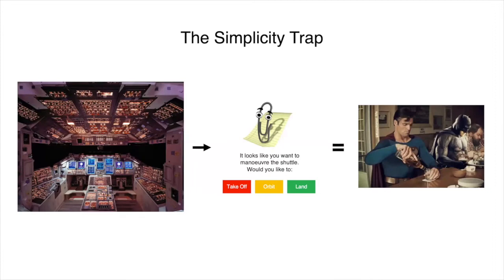Something else that hits after a while is what could be called the simplicity trap. So on the left, you've got the cockpit of a space shuttle. I think it's Columbia. And anyone who's seen one of my talks from way back 8, 9 years ago knows that I love a good space shuttle cockpit photo. It's an astonishing UI.